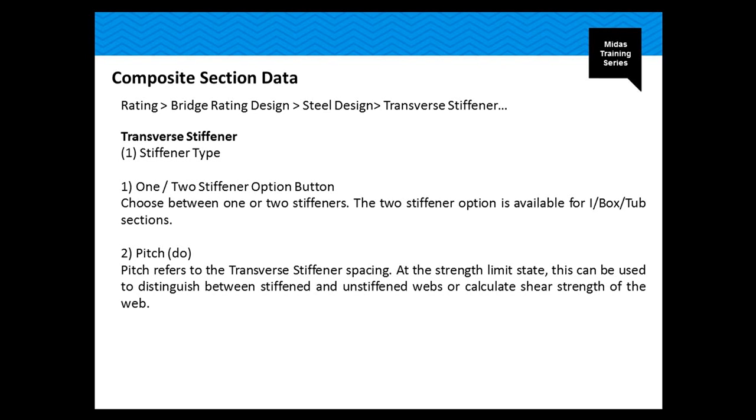The 2 stiffener option is available for the I box top sections, and the pitch refers to the spacing basically. So at the strength limit state, this can be used to distinguish between the stiffener on stiffened web, or calculate the shear strength of the web in this case. So these are the different parameters that you can use in the program to define the bridge load rating.